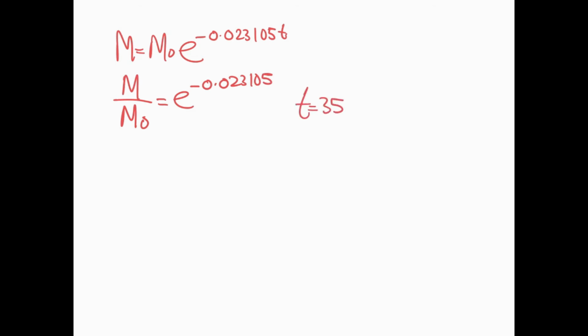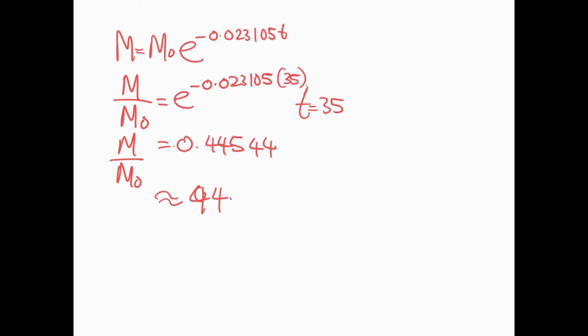So to find out the percentage amount of food that's present after 35 days, you sub 35, and m over m0 equals 0.44544. So from here we know it is about 44.5%, approximately 45%.